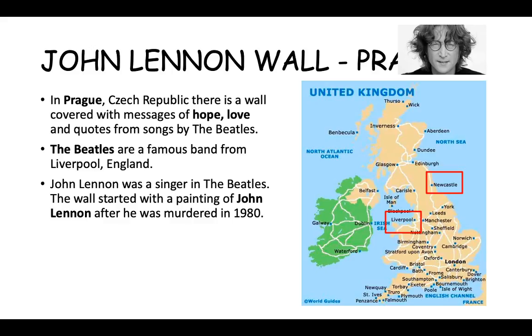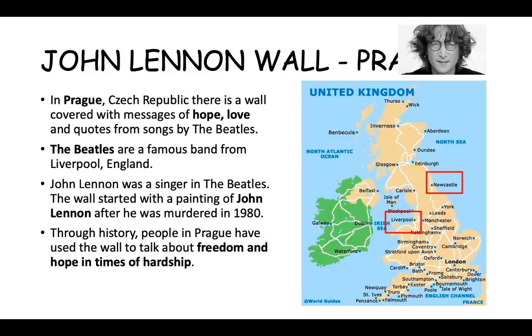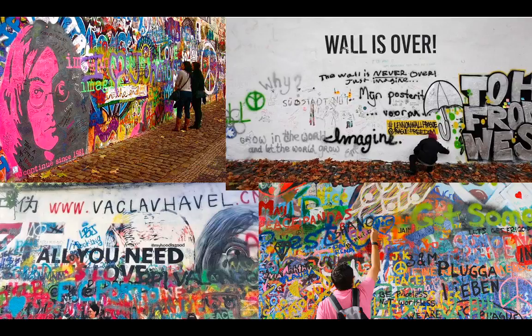Sorry. John Lennon was a singer in the Beatles. The wall started with the painting of John Lennon after he was murdered in 1980. Through history, people in Prague have used the wall to talk about freedom and hope in times of hardship. Hardship just means times of struggle or difficulty. Here are some pictures of the wall. I'll leave it for a few seconds for you to look at.